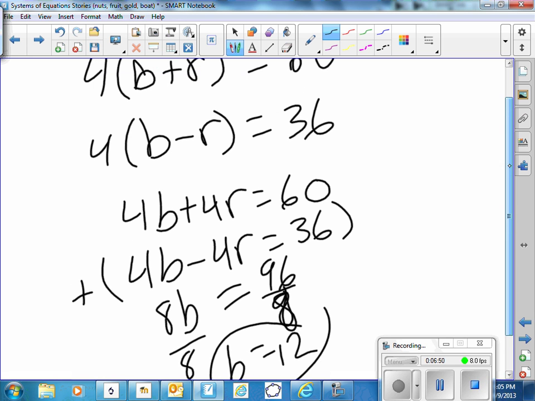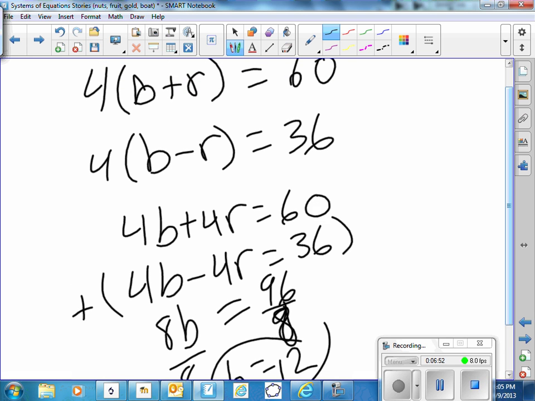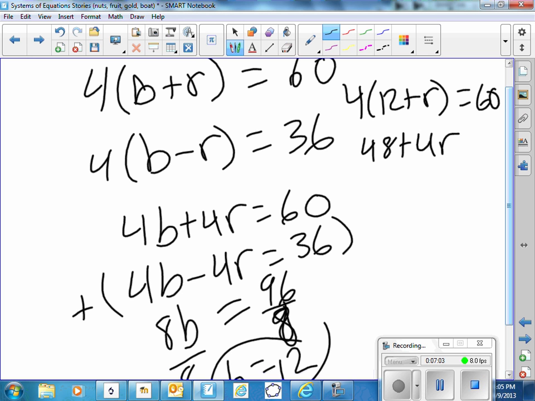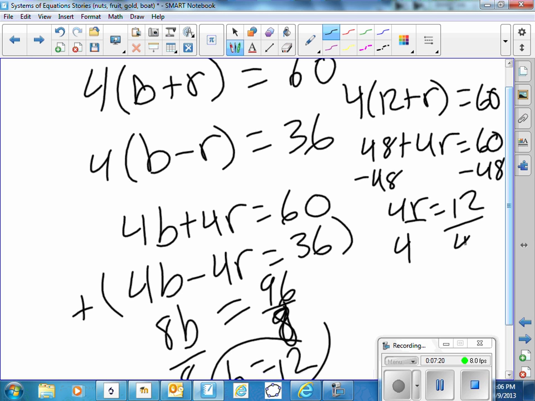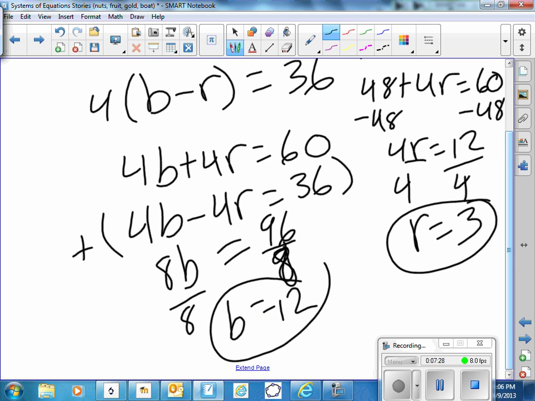So we say, plug into this equation, 4 times 12 plus r equals 60. So 48 plus 4r equals 60. Subtract 48. So 4r equals 12. Divide each side by 4. R equals 3. So that would be the river speed would be 3. The boat speed is 12.